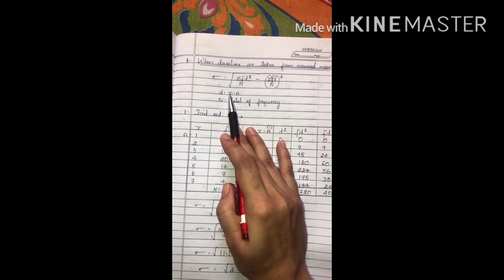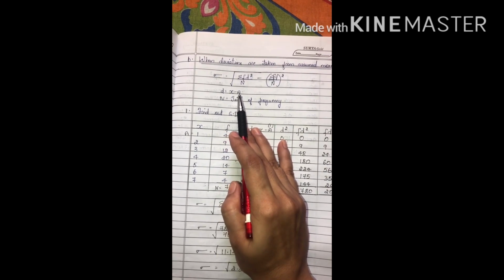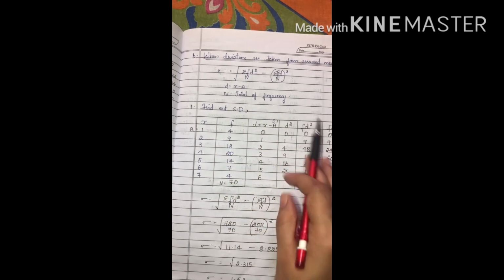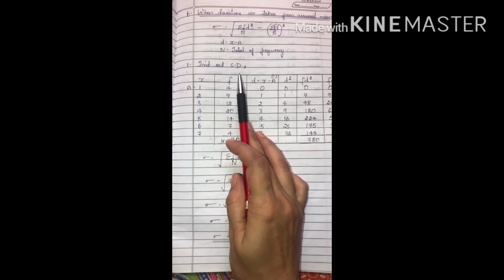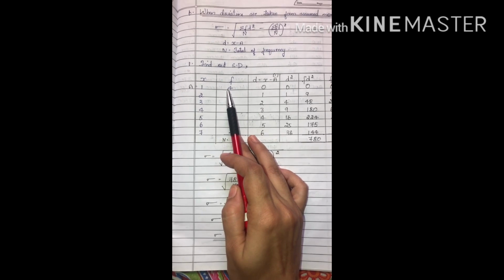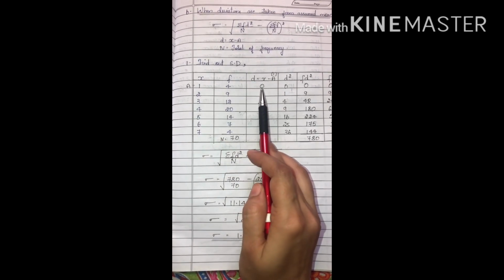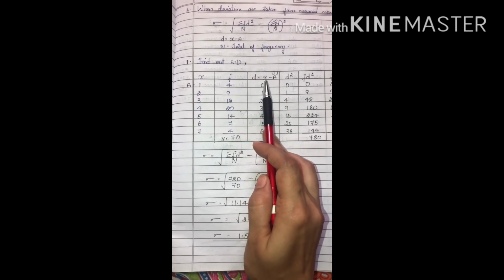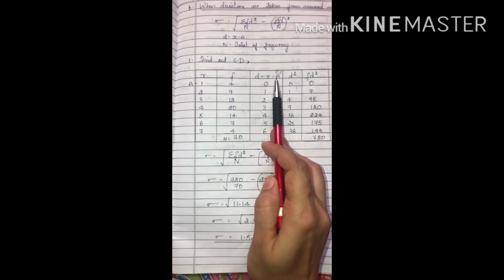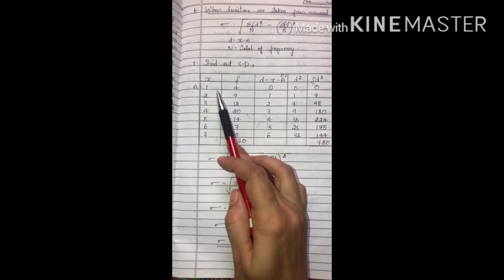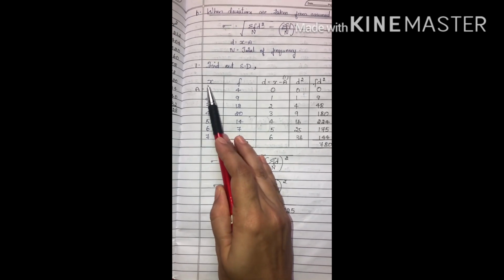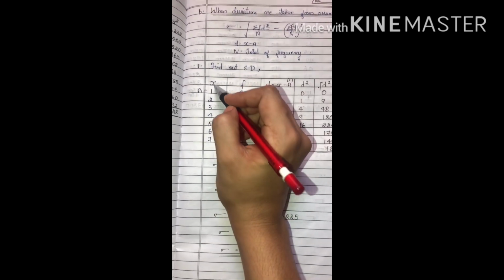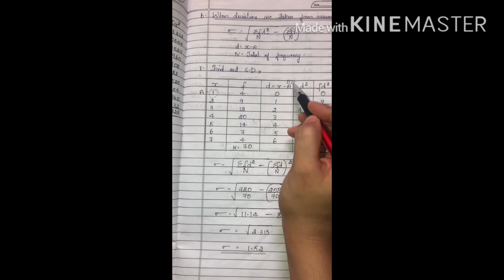So here d, how do you identify? X minus assumed mean. N here is the total of frequency. For this, the question is find out standard deviation. These two columns are just the question. What you have to identify next is the d column. D is equal to x minus assumed mean. What is assumed mean? Under this column, whichever value you want, you can take as assumed mean. I have taken 1 as assumed mean. Here I have written 1.